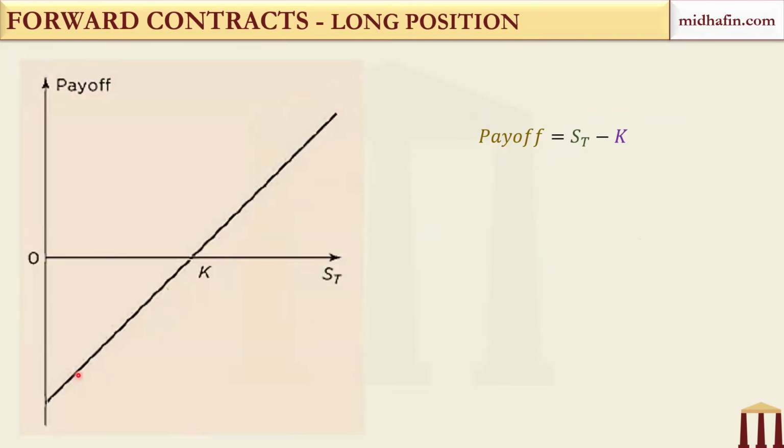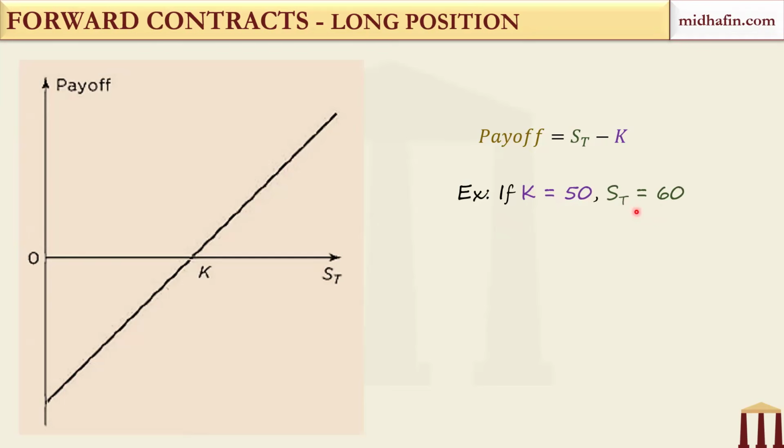So let's just see this diagram first. K is the delivery price, ST is the price of the underlying at time T. If we assume that capital T is the expiration, the payoff will be ST minus K. So let's take an example. Let's say K is 50, and ST is 60.